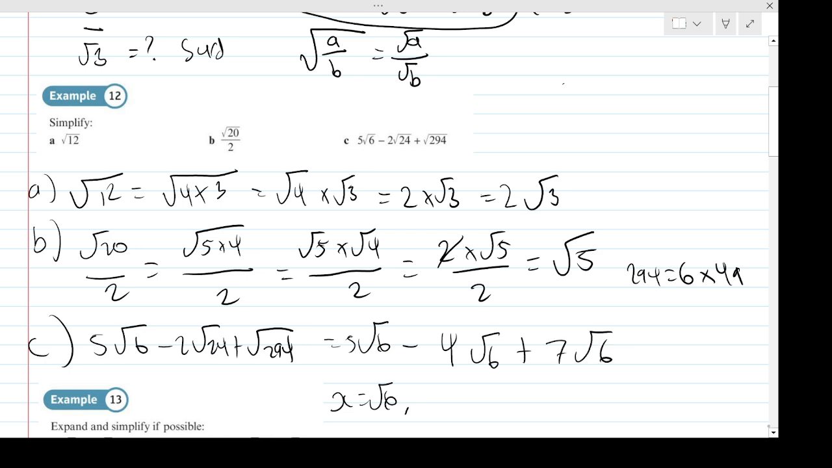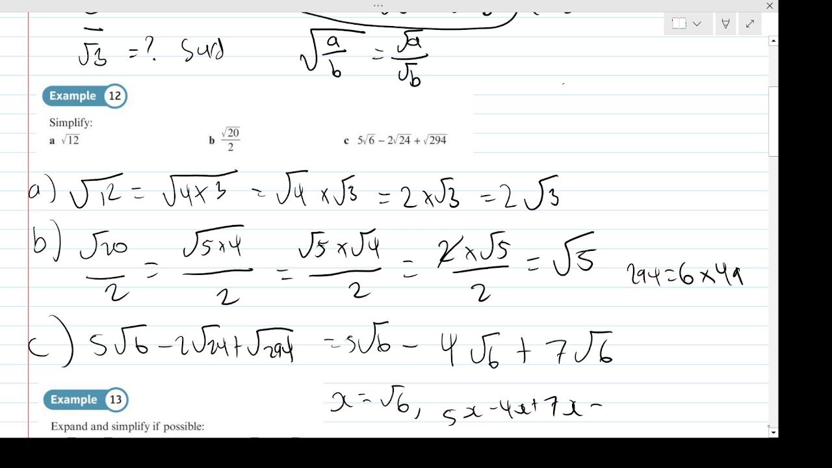But now all three of them are the same, so it's like collecting like terms. If I said x was root 6, then I'd have 5x minus 4x plus 7x. It's exactly like collecting like terms. So 5 lots of root 6, minus 4 lots of root 6, add another 7 lots of root 6.